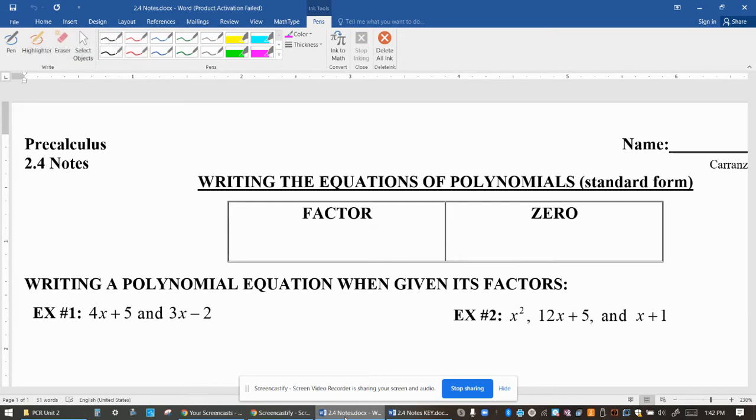Today we're going to talk about how to write the equations of polynomials in standard form of least degree when given factors or zeros.